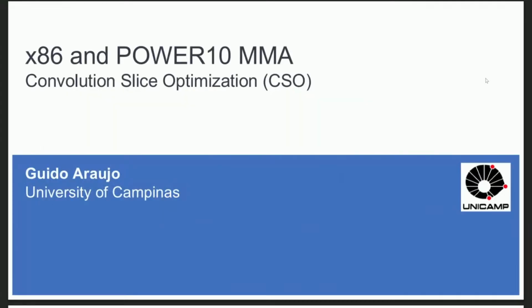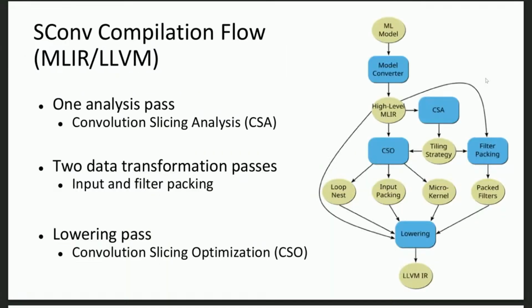Okay, so let's go over a bit of the work we did for x86 and Power 10. We designed this convolution compiling flow here. Just going over it quite quickly. What we do is a classical convolution slice analysis here. We take into consideration the cache size for that. So we take into consideration the sizes of the cache very early on in the compiler flow. We don't do that down there because it's really important to bring architectural information up the hierarchy.